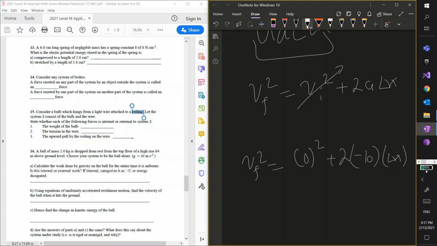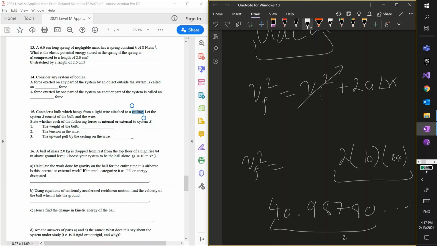So this is 0 squared plus, and your acceleration is negative because you're moving away from the origin. What's delta x? Delta x is 0 minus 84, right? So 0 minus 84 is just minus 84. Minus and minus goes away, and now you just solve. So V final is equal to the square root of 20 multiplied by 84, which is 40.987. In other words, 41 if you want.